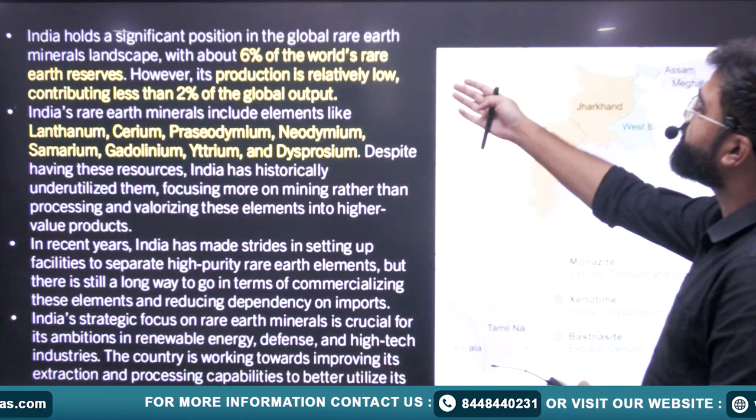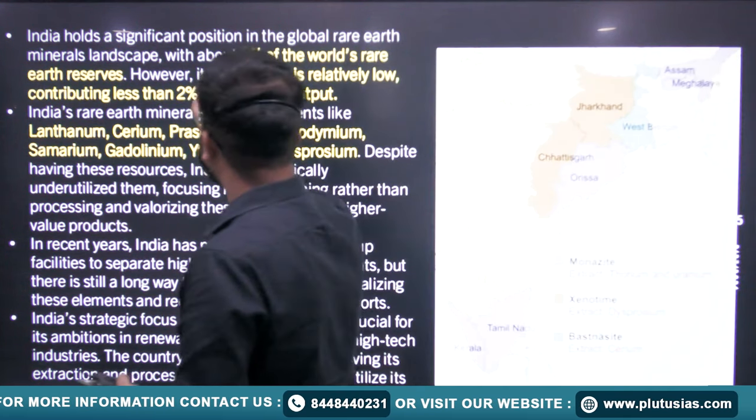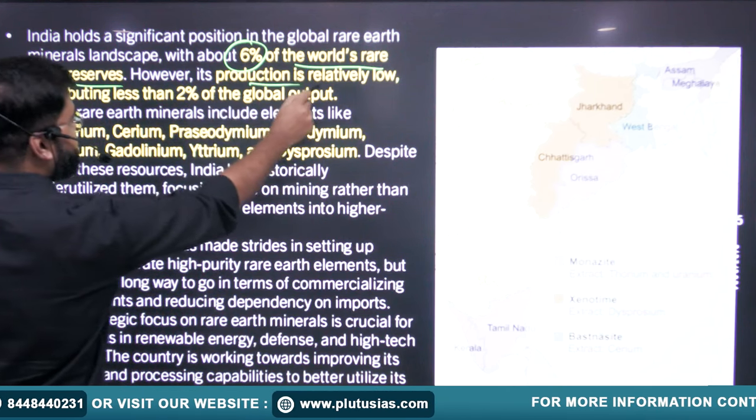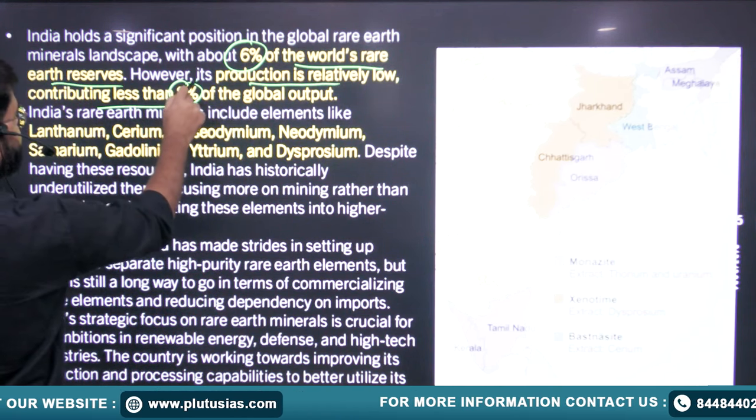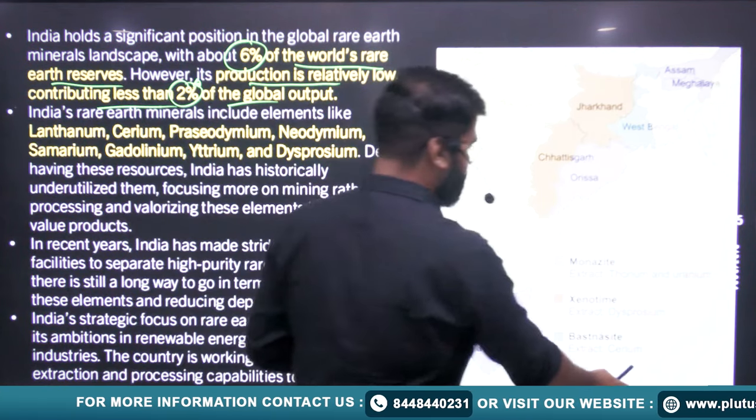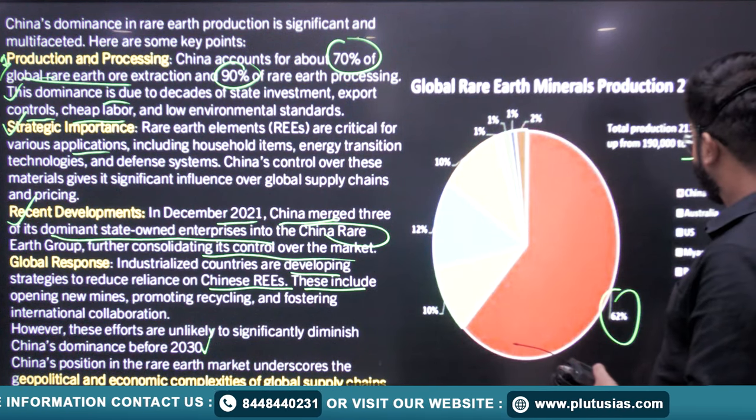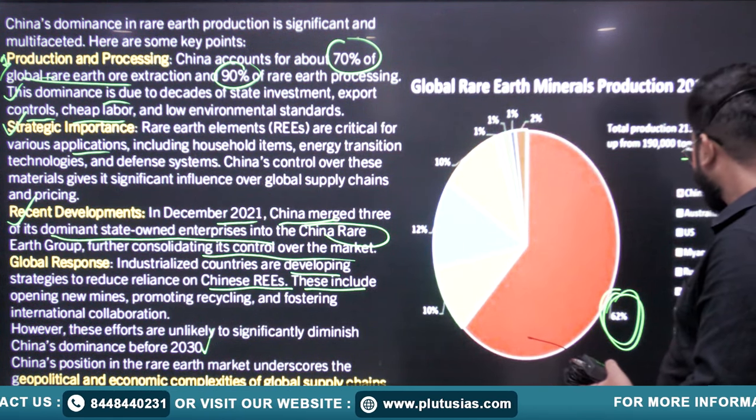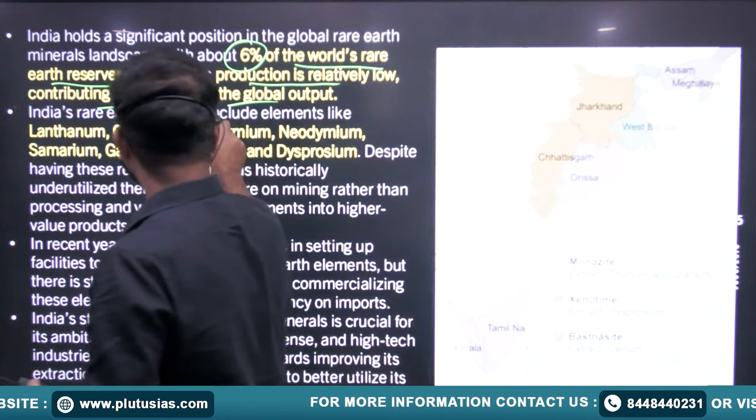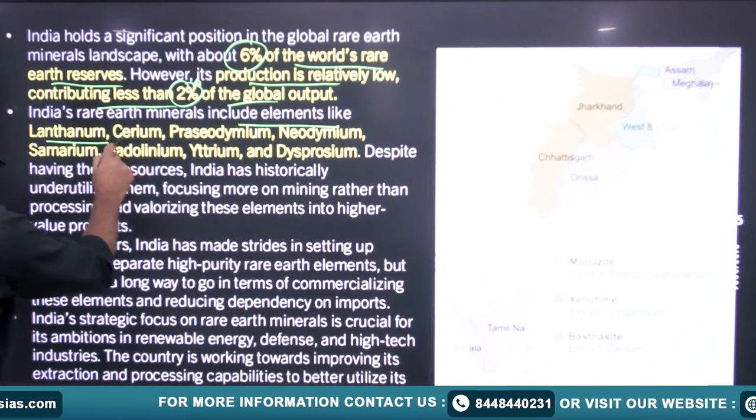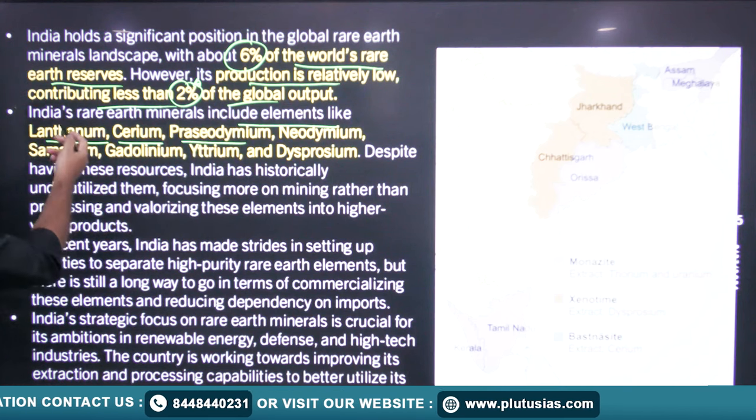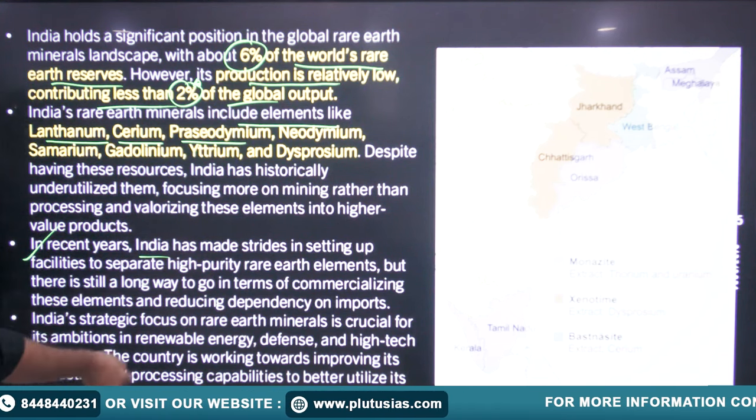India holds a significant position in the global rare earth mineral landscape with 6% of the world's rare earth reserves. However, the production is relatively low, contributing less than 2% of the global output. How much is China's global production? 62%. And how much is ours? You can imagine the situation. India's rare earth minerals include lanthanum, cerium, praseodymium, etc. In recent years, India has made strides.